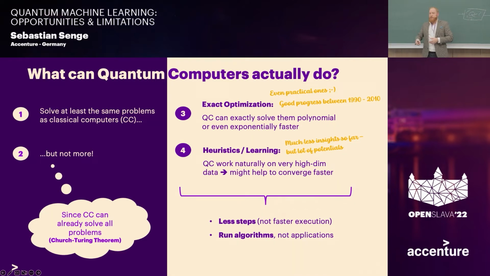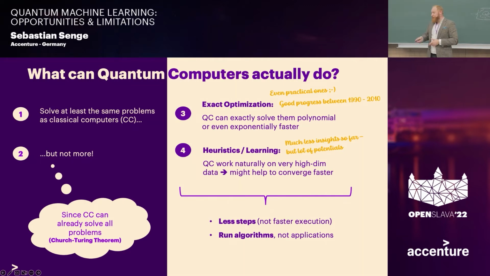For the second part, heuristics and learning, the theoretical literature is not yet that clear. This is basically ongoing research, for optimization as well, but heuristics is bleeding edge. The scientific community has been talking about this for approximately 10 to 15 years, I would say, at least the majority of these researchers.